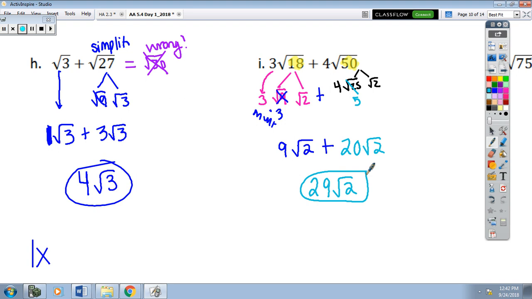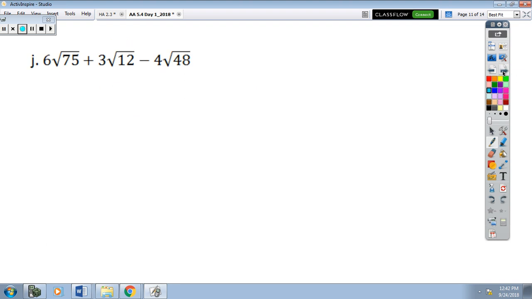And then saving the best one for last, we have 3 problems in one, basically. So we're going to treat each of these like their own problem, and then at the end, combine any like terms that we get. So let's start with the 75. What should I break 75 into? 25 and 3. Bring down our plus sign.